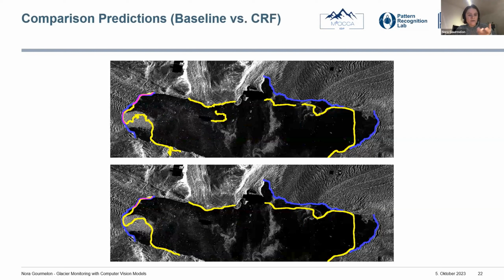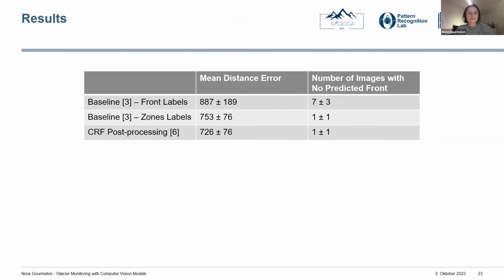Those are qualitative results that I show you, but of course we also evaluated it with a quantitative measure, our mean distance error. And actually, we could decrease the mean distance error a little bit. But the more important part is that the quality of the prediction got better, which is not that nicely shown in the mean distance error.